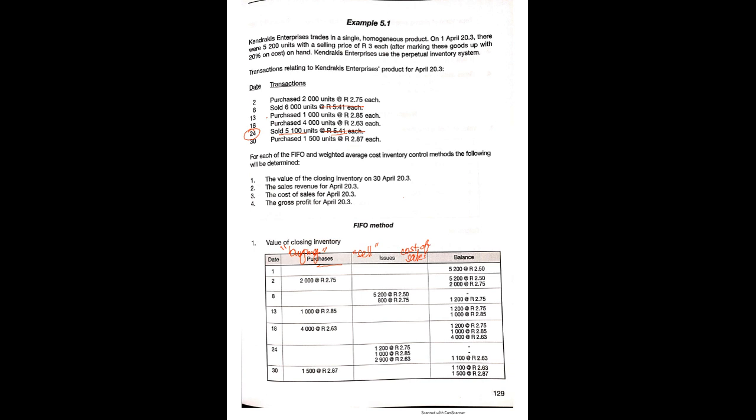So 5,100 units. So first thing we need to know is how do we make up the 5,100 units at their respective costs. So you're going to go to the last balance that you had worked with on the previous transaction, and you're going to start taking out from here so that you make up 5,100 units that need to be sold. So the first thing is the 1,200 at 2.75. You naturally are going to sell off all of those first. So as you can see under the issues column, which indicates everything that is sold at its cost price, it's 1,200 at 2.75.